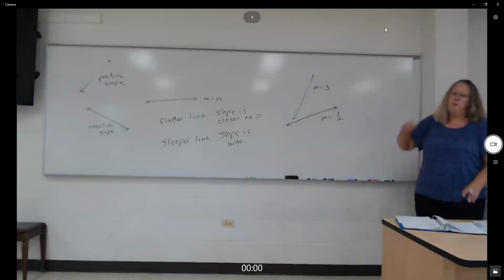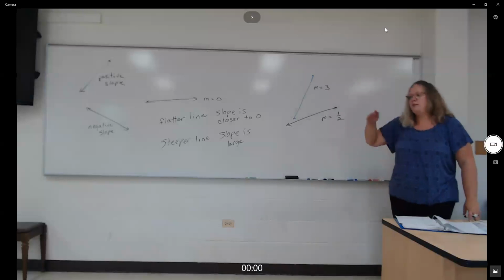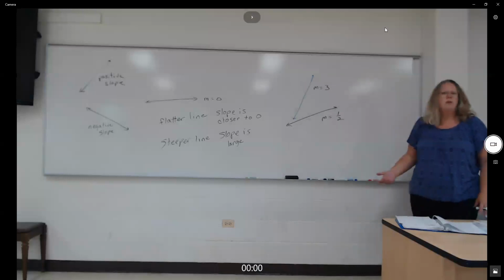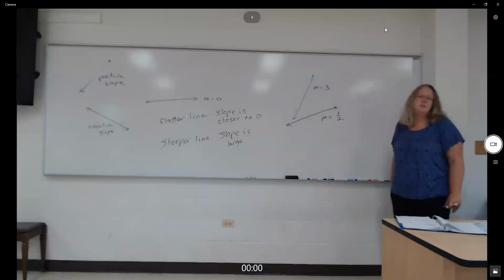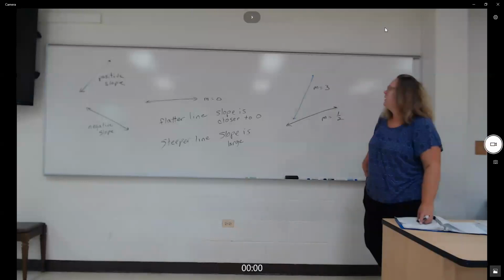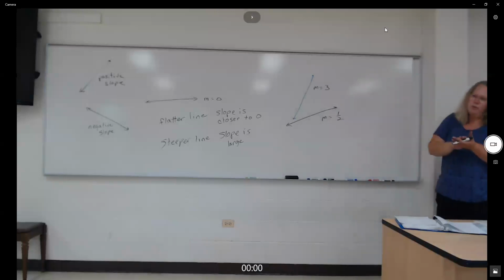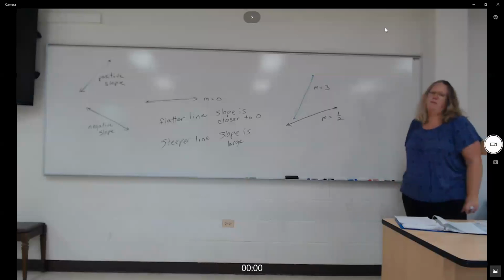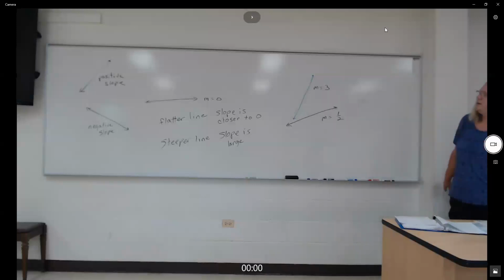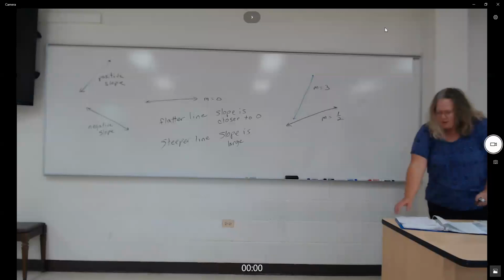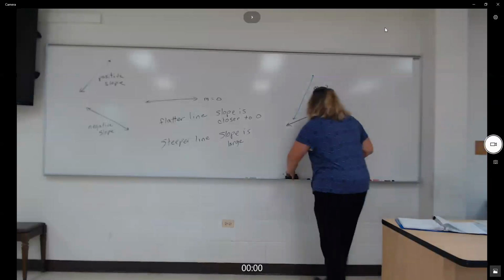The steeper the line, which has a bigger slope, a slope of 3 or a slope of 5? A slope of 5 is a steeper line. 3 is steeper than 1/2. The smaller the slope, the flatter it is. The bigger the slope number is, the steeper the line is. Okay, so let's use that for these.